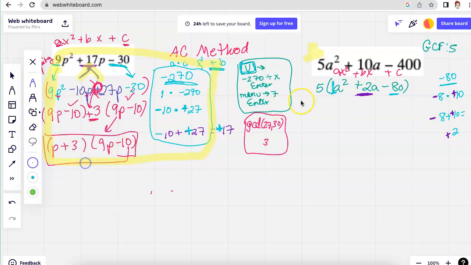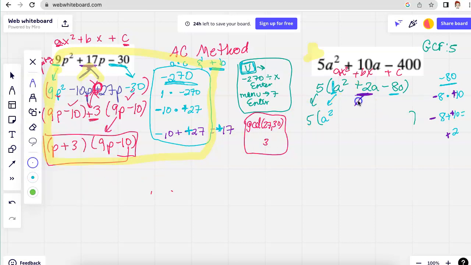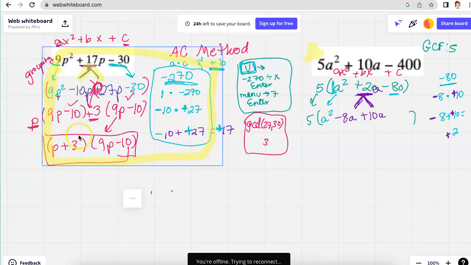Now your GCF just has to drop down. So we're just going to drop down 5, and then our parentheses, and then our a squared drops down, and we break apart our 2a. There you go. So we're going to break 2a apart into negative 8a and a positive 10, so plus 10a. Because that guy has the a, they both get a's. And double check yourself, negative 8a plus 10a would be 2a, so that works. And now your negative 80 drops down.